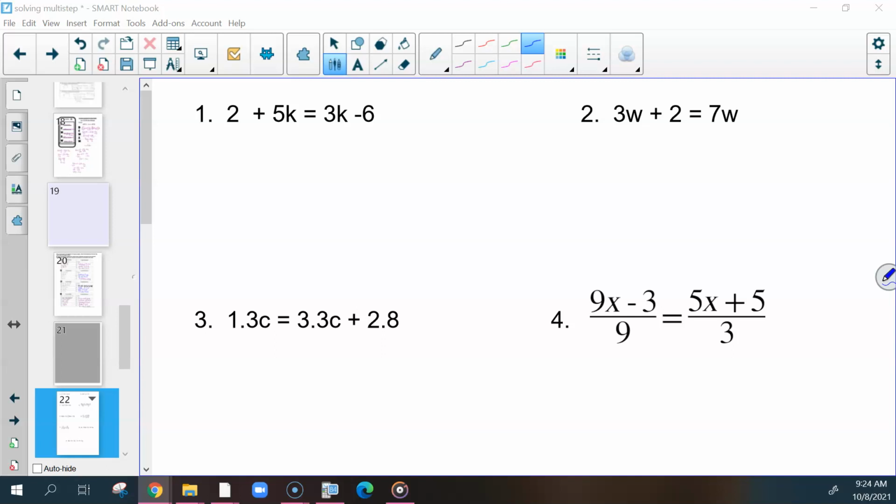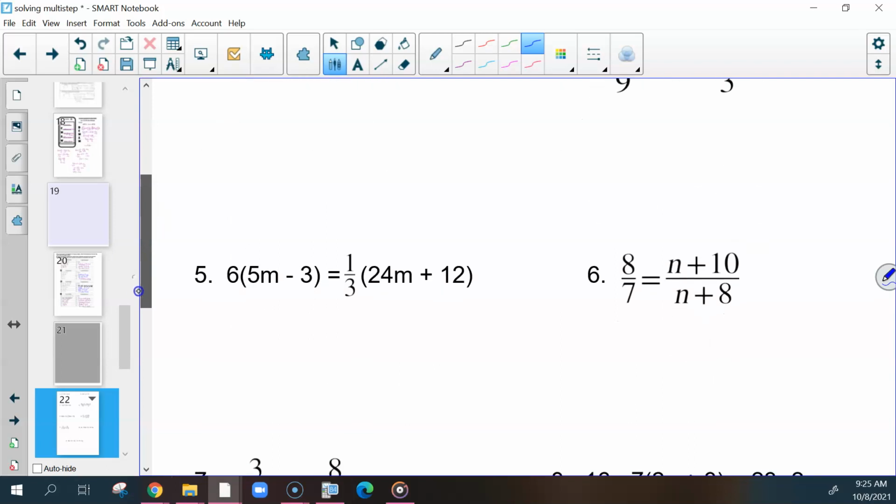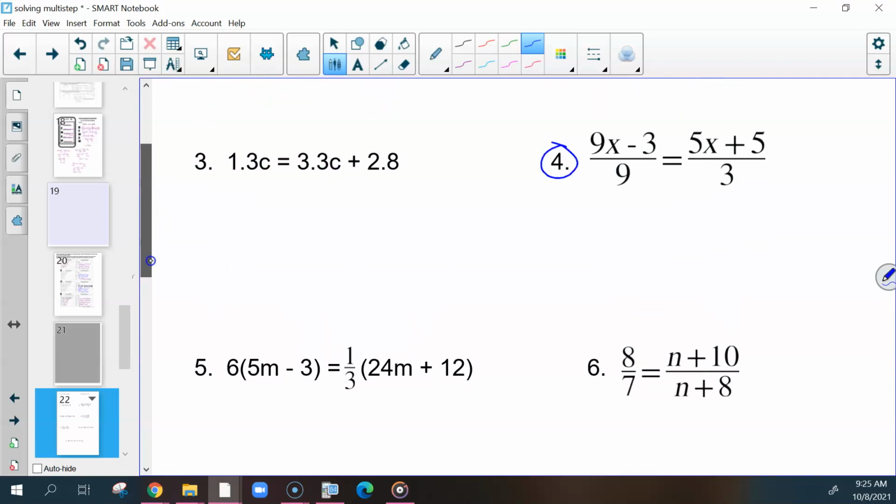We're not going to do every single one of these together because I want you guys to try some, but we're going to start at number 2. Can we do number 4, number 6? We're going to do number 4. We can do 6.